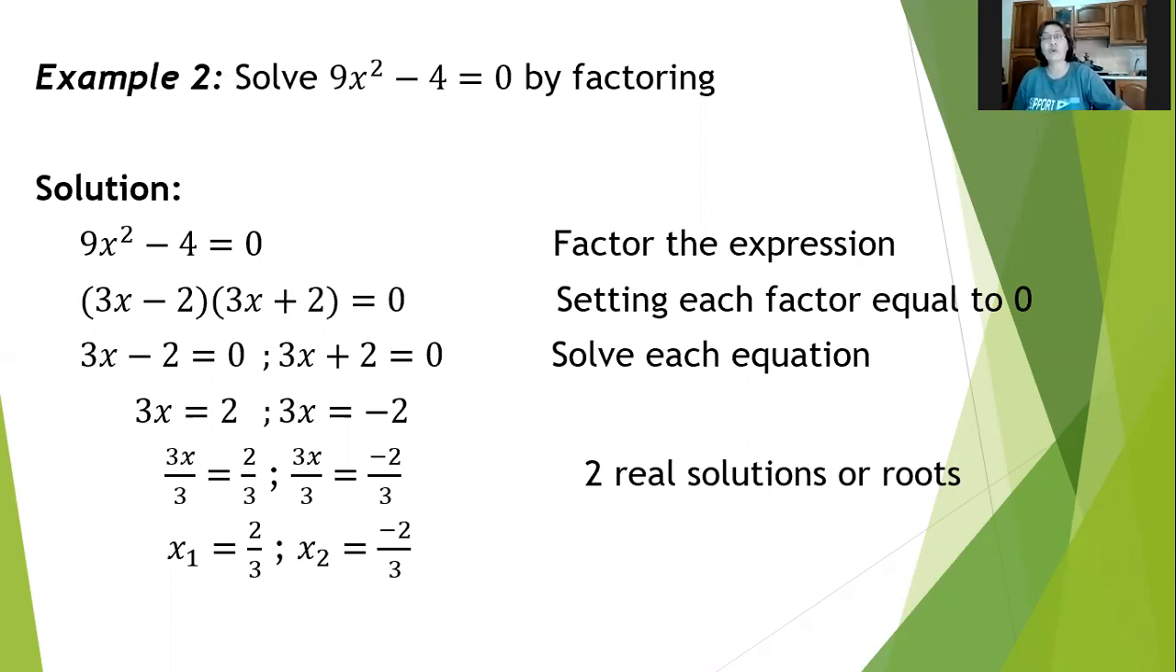Since we are after the value of x, divide both sides of the equation by 3. X sub 1 now is equal to 2 over 3, and x sub 2 is equal to -2 over 3. We have two real solutions or roots. Okay?